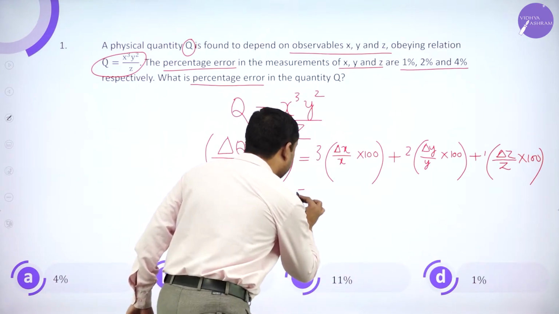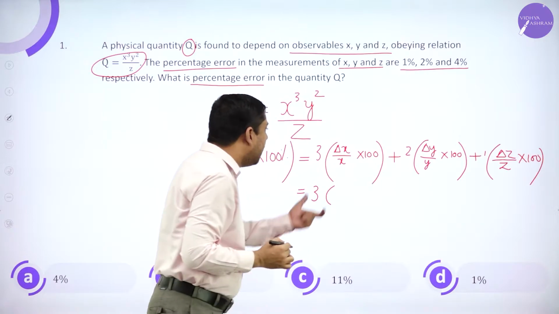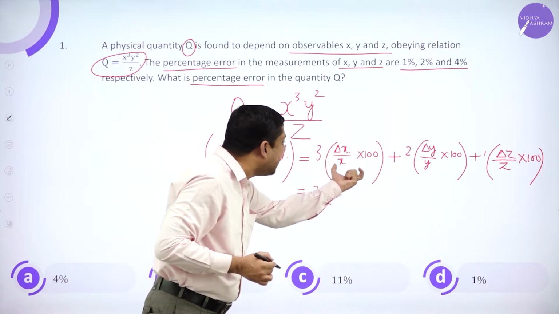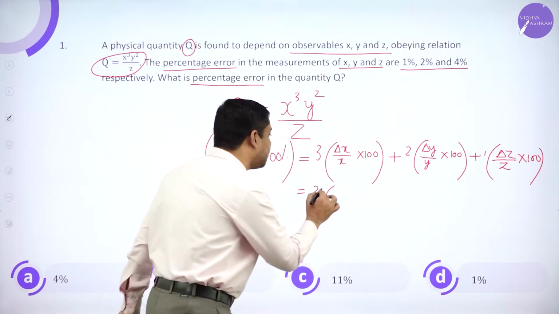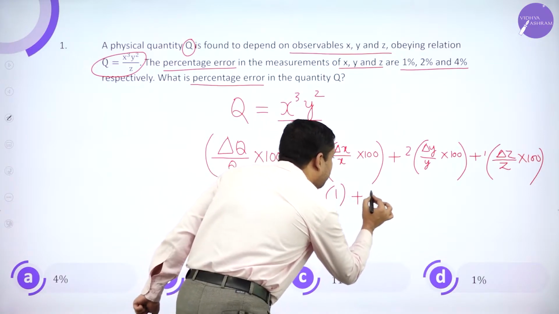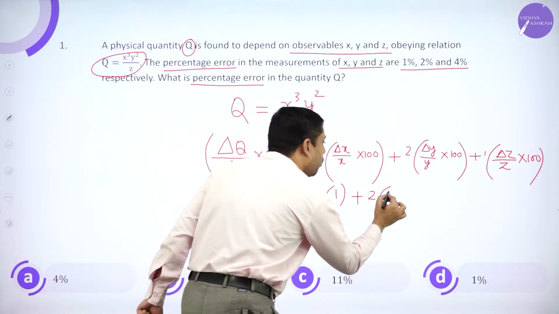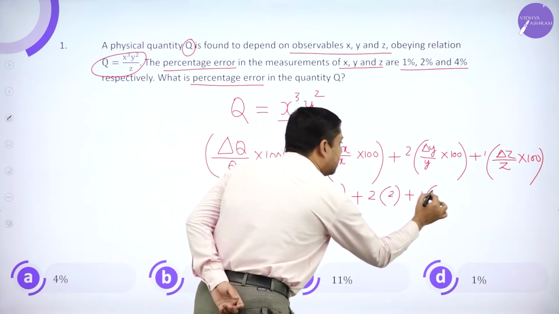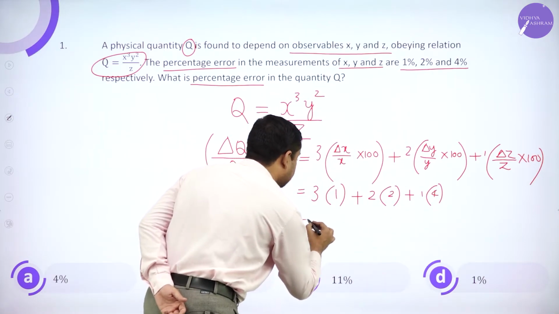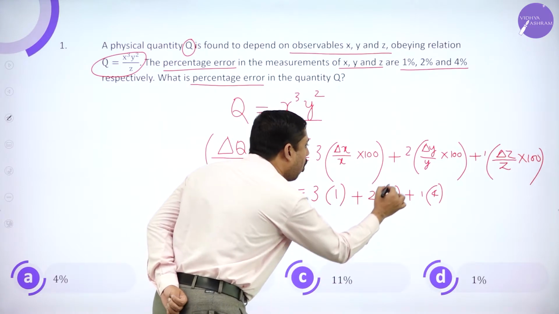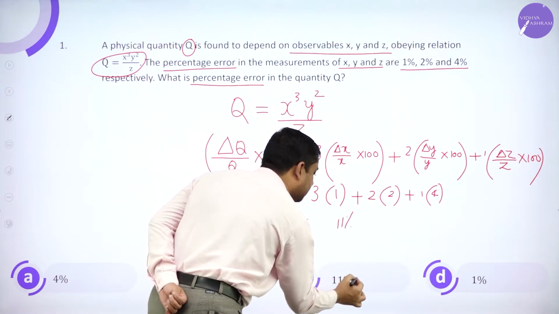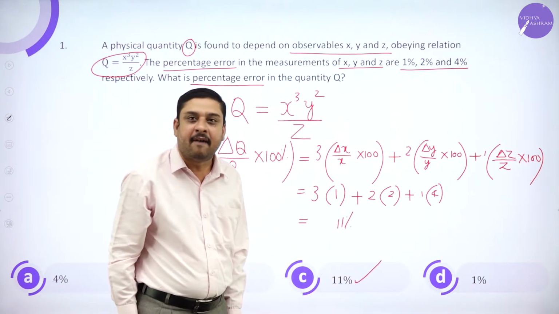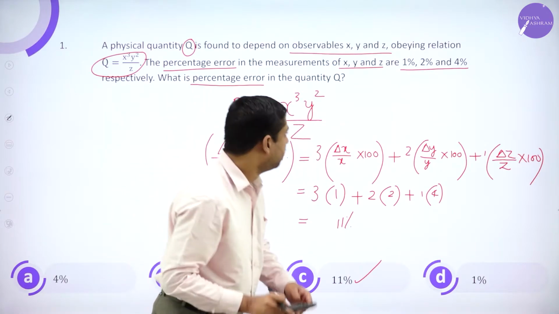So this term gives you the percentage error in x, which is directly 1% given in the problem, plus 2 into percentage error in y, plus 1 into percentage error in z, which is 4. So the answer is 3 plus 4 plus 4, 11%. So the percentage error in Q is 11%. Next one.